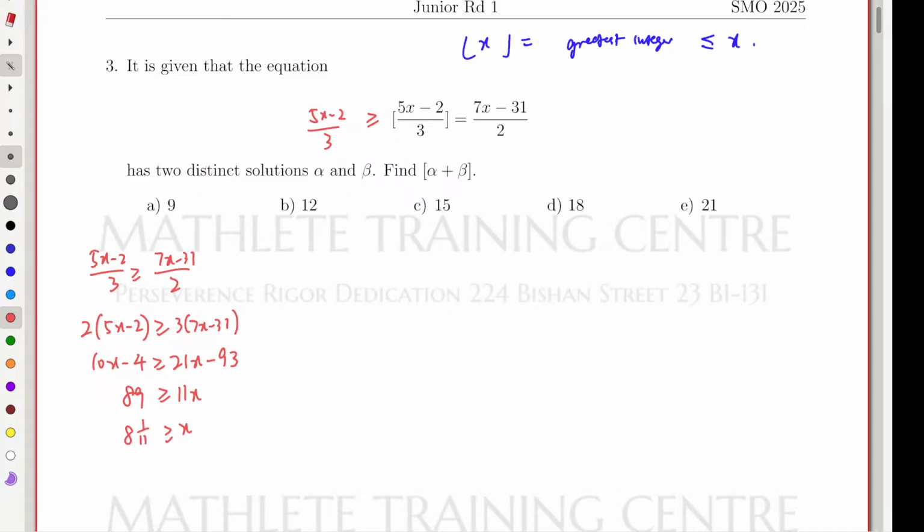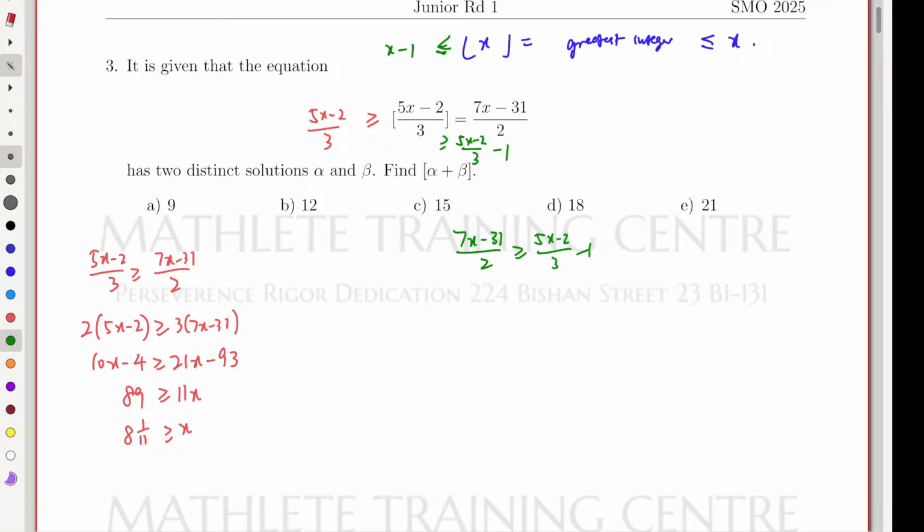Now, we can also do the same thing on the other side. We also know that the one where you take the floor function, what happens? In general, when you round down the value of x, it will be at least x minus 1, right? Because when you round down, you're decreasing by something that is not as much as 1, isn't it? So in that case, this thing here is at least (5x minus 2) over 3 minus 1. So we can set up a new inequality: (7x minus 31) over 2 is at least (5x minus 2) over 3 minus 1.